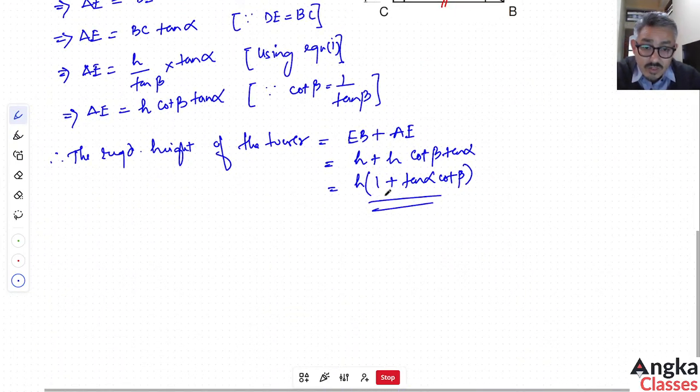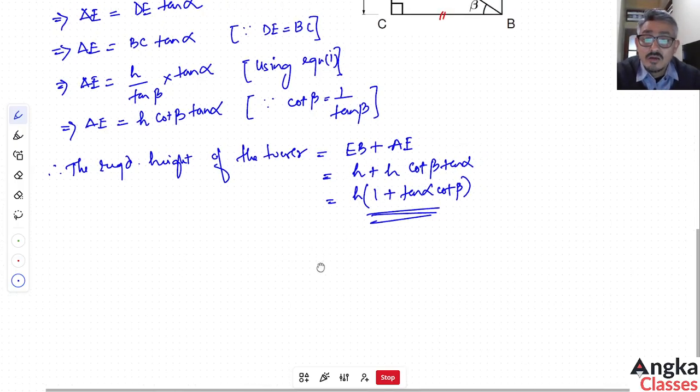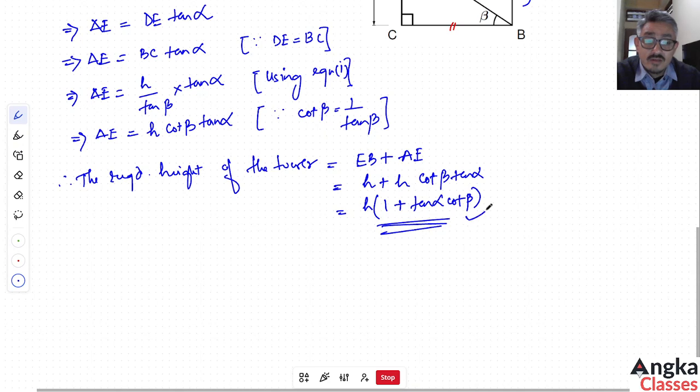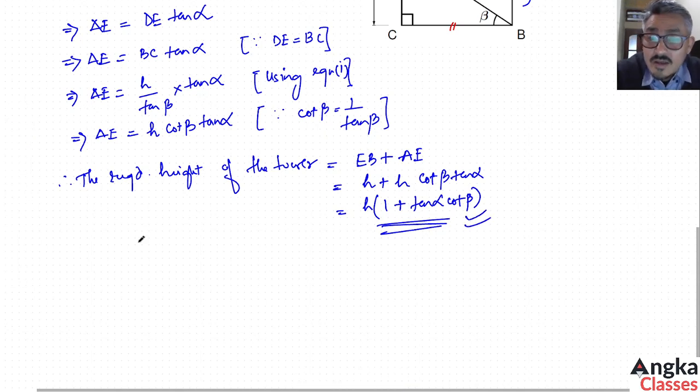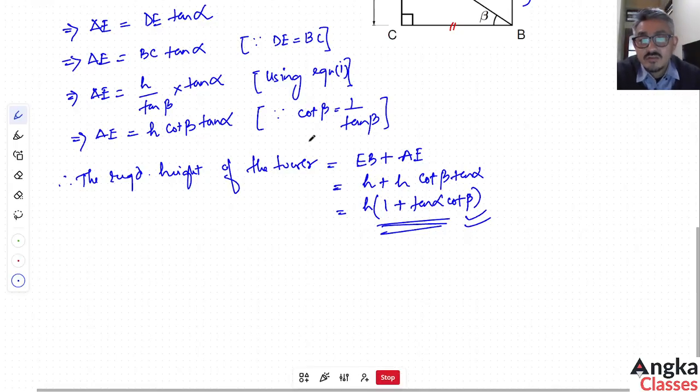So the height of the tower is h(1 + tan alpha cot beta), and we have proved it. Try to solve this question yourself.